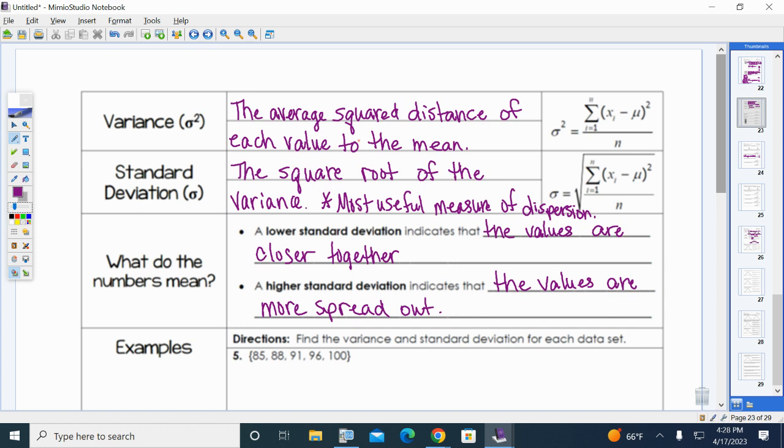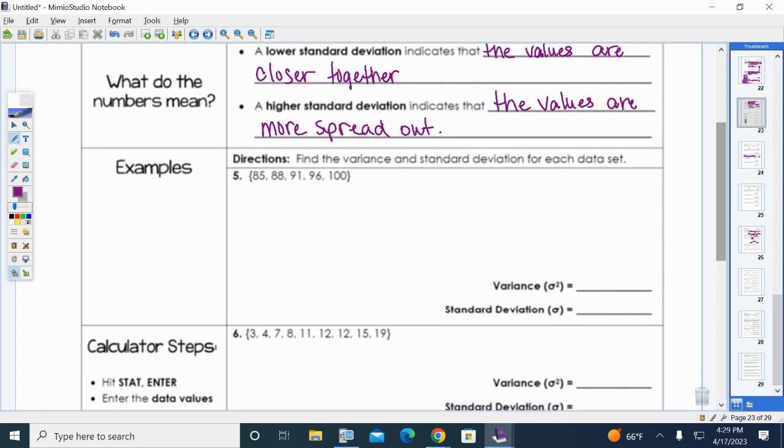You hear more about standard deviation than a lot of other things. What do the numbers mean? So the first bullet here says that a lower standard deviation indicates that the values are closer together. A higher standard deviation indicates that the values are more spread out. So same thing with MAD. These are all very similar in that they are describing the dispersion or how far apart the numbers in your data are. So for example number 5, I'm going to show you how to do this by hand. And then on number 6, I'm going to show you how to do it in the calculator.